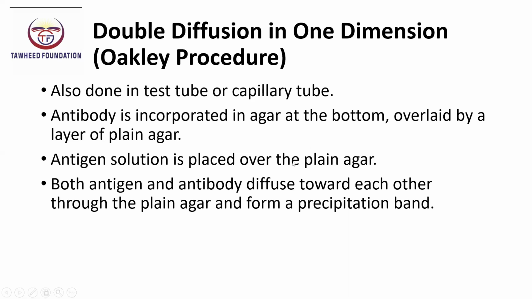As diffusion proceeds, the antigen moves downward and the antibody moves upward through the plain agar layer, where the two meet in optimal proportions. A precipitin band forms within the middle layer. These tests demonstrate antigen-antibody diffusion and interaction in a clear and measurable way. The Oakley method is more refined than the Audin technique and can show multiple bands if several antigenic components are present.